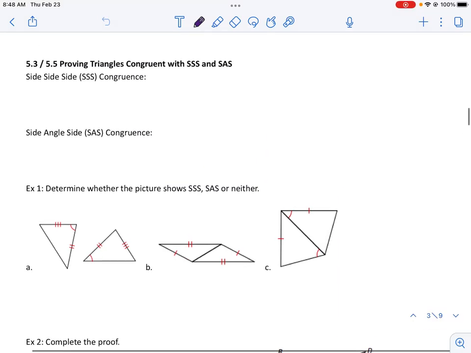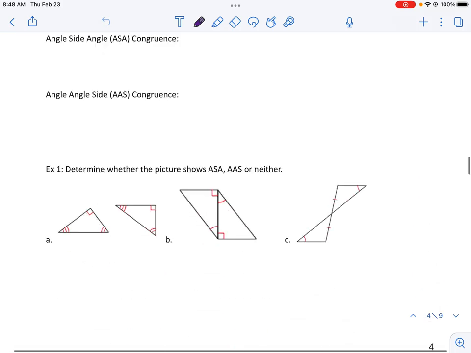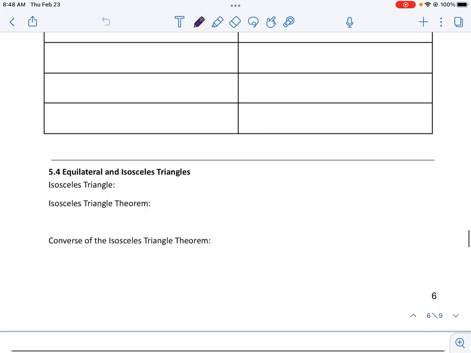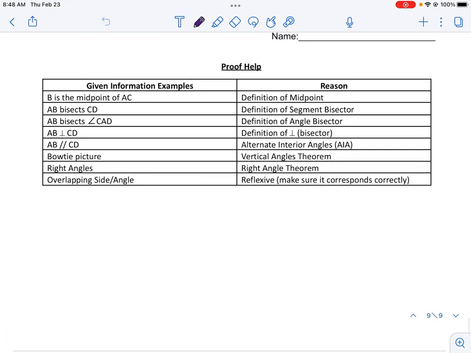We're going to be talking about proving triangles congruent with side, side, side, or side angle side. Before we get started with that, I want to show you on the back of your notes, there are theorems that are helpful for the middle part of your proof. Yes, you have that theorems packet. However, these are the most common things that you're going to use in a proof.